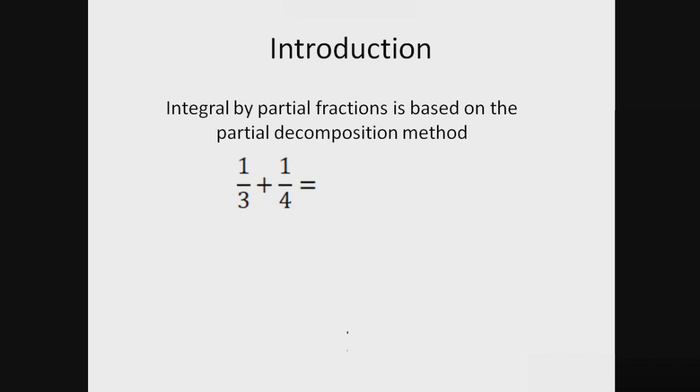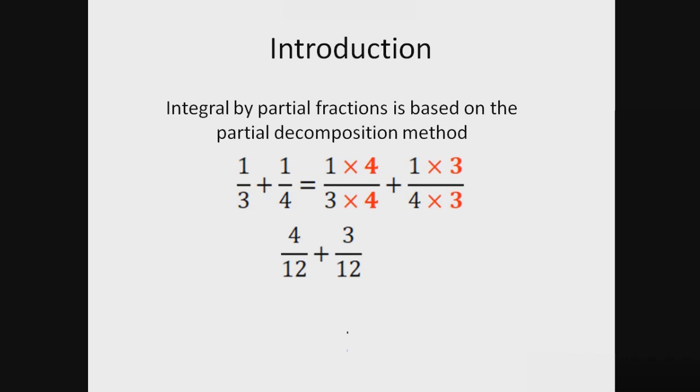What is the partial decomposition method? Well, let's look at an example. Let's say we have 1/3 plus 1/4. So what is the answer? In order to solve this type of fraction, we need to multiply by something so that the denominators will be equal. And then we get 1 multiplied by 4 over 3 multiplied by 4, plus 1 multiplied by 3 over 4 multiplied by 3. As we can see, we get 4 over 12 plus 3 over 12, and then we get 7 over 12.